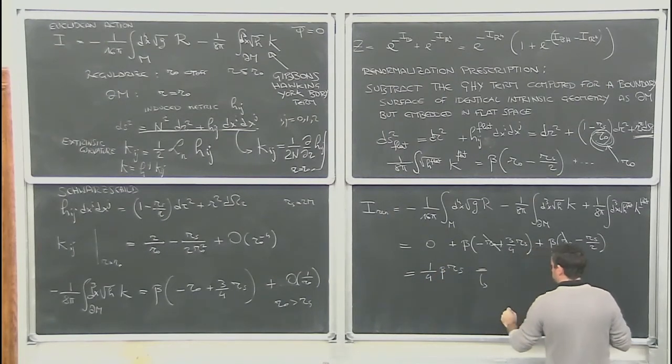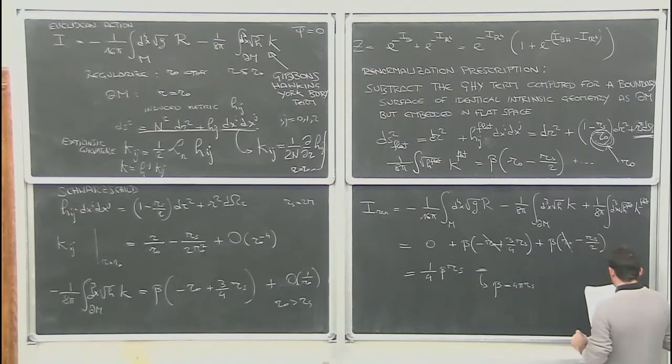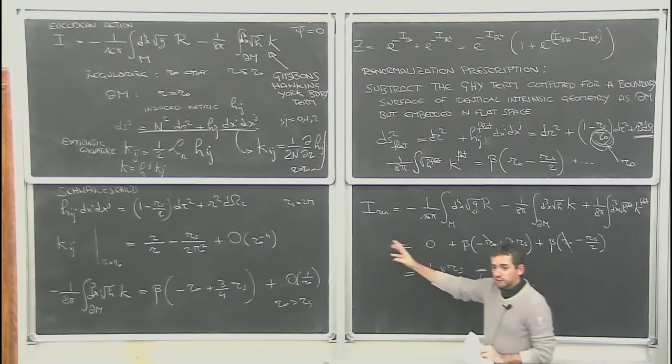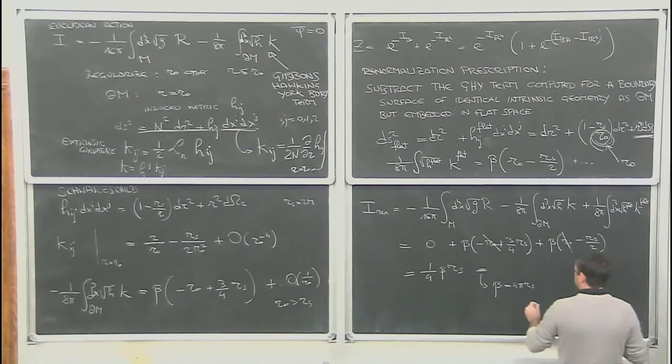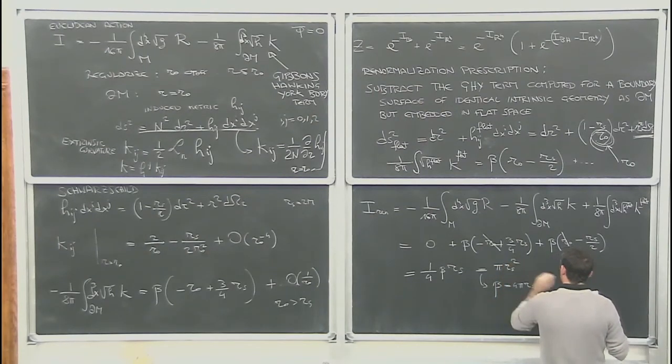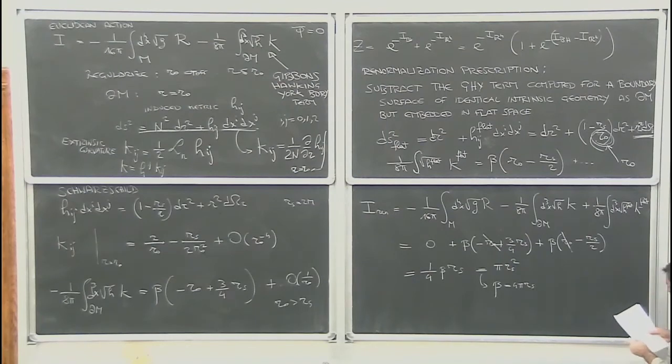Which, if we recall that for Schwarzschild beta is 4 pi Rs. This we have computed by imposing regularity of the Euclidean solution. We have computed it before. In the end, we are left with pi Rs squared. Okay, so we have computed the renormalized action for the Schwarzschild black hole by subtracting this contribution of flat space. And we would like to test now if the partition function that is computed by this is meaningful.